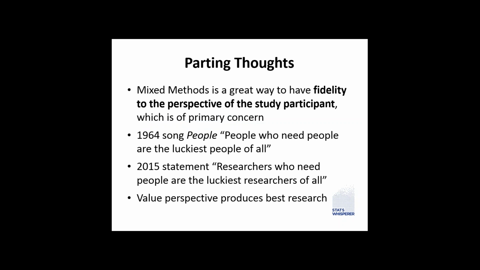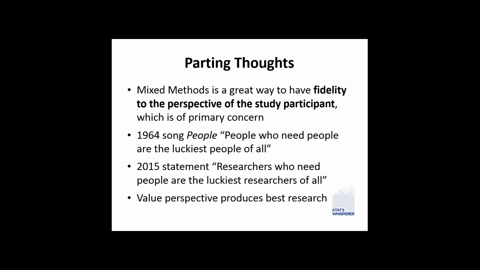Now, as we started out with, we're bookending this because this is just about the first thing we mentioned when we started our class. Mixed methods is a great way to have fidelity to the perspective of the study participant, which is a primary concern. That's what we want, right? We're trying to get the perspective of the study participant. So if they could provide us quantitative data telling us about themselves, but then qualitative data expressing that further, that might be the best way to get the perspective.